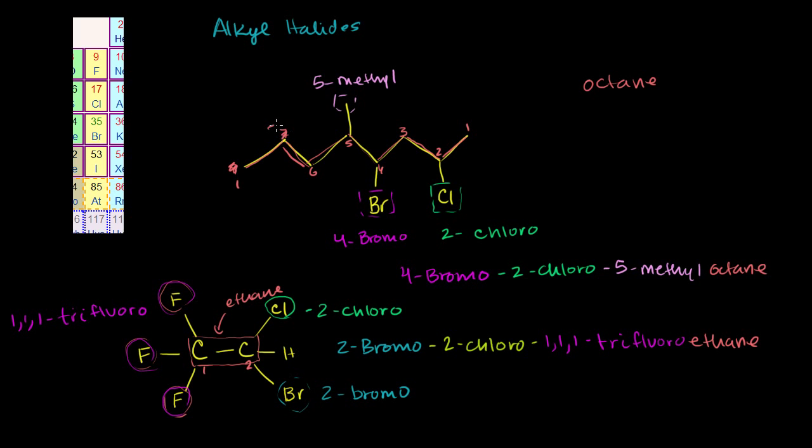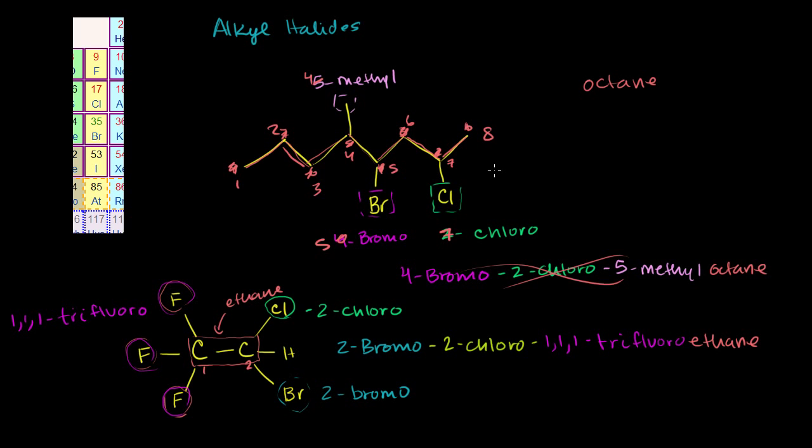So this is 1, 2, 3, 4, 5, 6, 7, 8. So now this becomes 7-chloro. This will be 5-bromo. This is 4-methyl. And this compound over here will no longer be named the way it was before, because I've added this double bond.